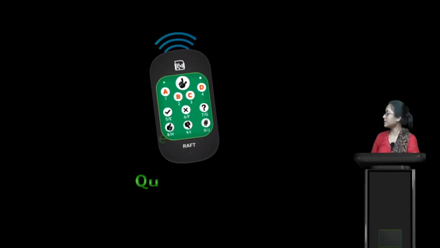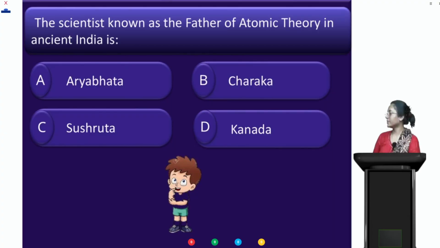So, here comes our second question. Let's see. The scientist known as the father of atomic theory in ancient India is, four options are there. Option A, Aryabhatta. Option B, Charaka. Option C, Sushruta. Or option D, Kannada. Now I am giving you the timer. Everyone try to answer, okay?